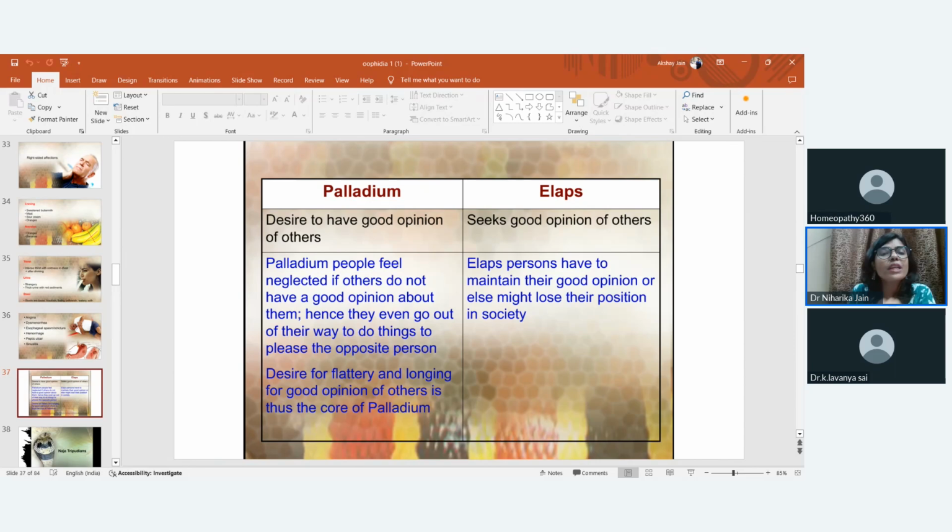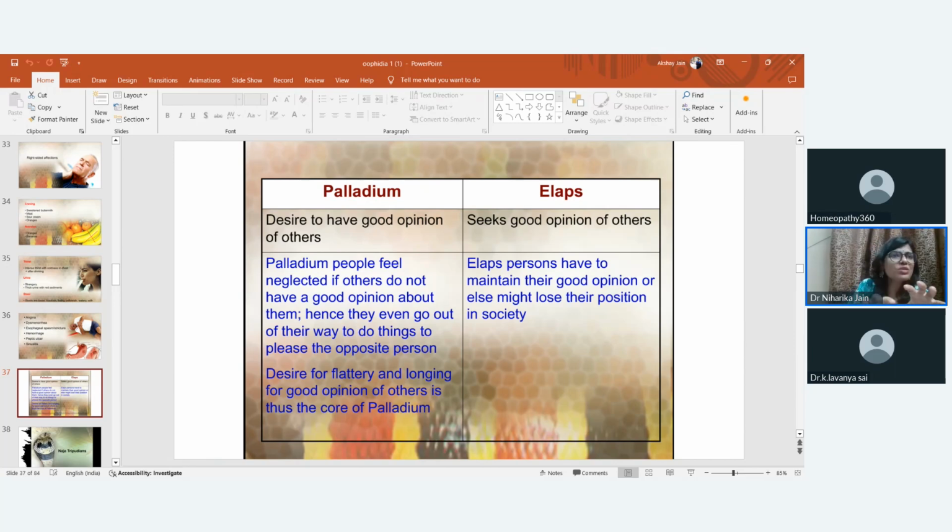Desire to have a good opinion of others. Palladium belongs to row five, and row five is for art, wanting to do something new. So Palladium has the desire for a good opinion from others. Elaps also seeks the good opinion of others. Palladium people feel neglected if others do not have a good opinion about them. Hence, they even go out of their way to please the other person.